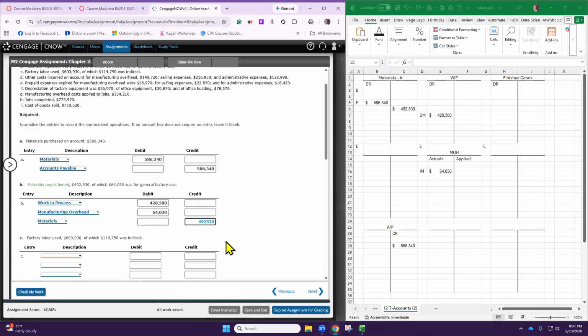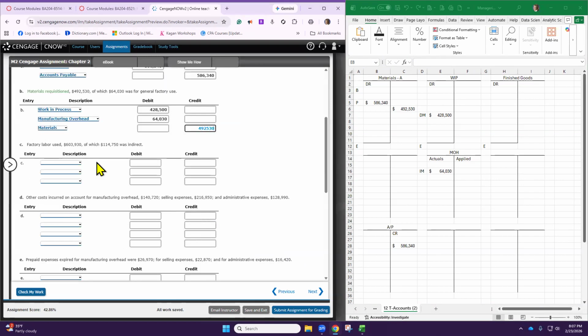492,530. Now we're going to do factory labor. Factory labor is going to be wages payable. Its total is 603,930. So out of here goes 603,930.